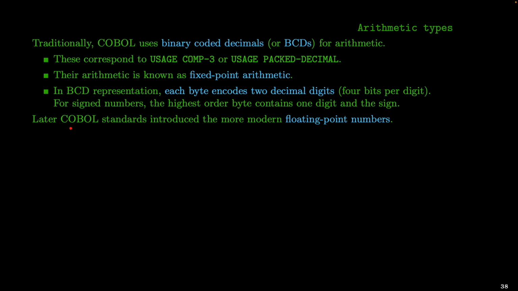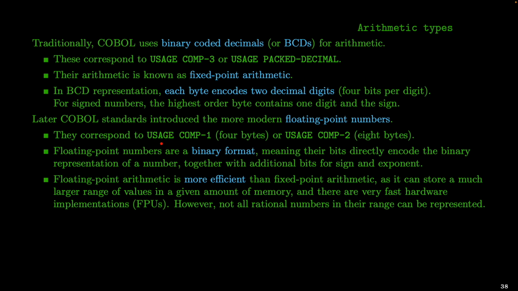In later COBOL standards, there were also floating point numbers introduced, which are maybe a bit more modern and maybe a bit more complicated to understand than the BCDs. They correspond to usage comp1 and comp2, so this would be 4 bytes or 8 bytes, which would correspond to float and double in the C-like languages. Floating point numbers are a binary format. That means their bits directly encode the binary representation of a number, and additional bits encode the sign and an exponent for that number.